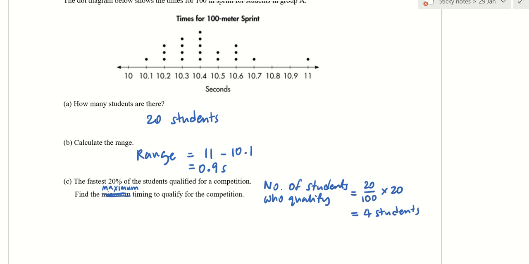So this is number 1. These 3 over here, they are tied for the second place. So there we have it. We have the top 4 students. And then the maximum timing is actually 10.2 seconds. If you run a time of 10.3, sorry, you're not in the top 20%. You don't qualify for the competition.